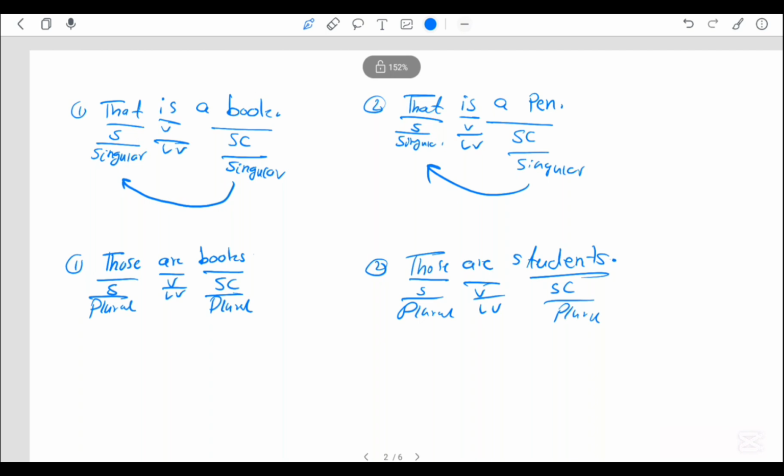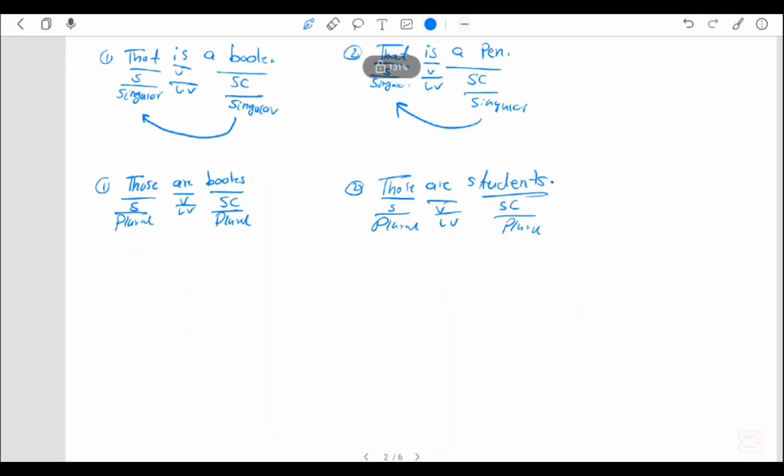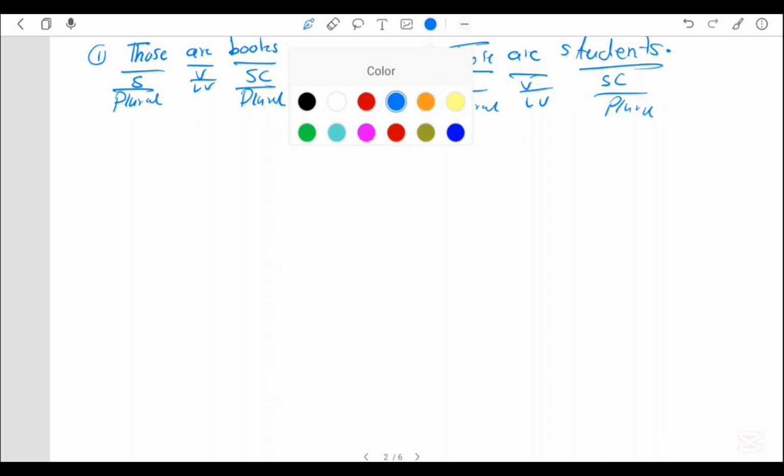Okay, for the last part, make sure to understand these things. We use this with one thing which is near. We use that with one thing which is far. We use these with many things which are near. We use those with many things which are far.